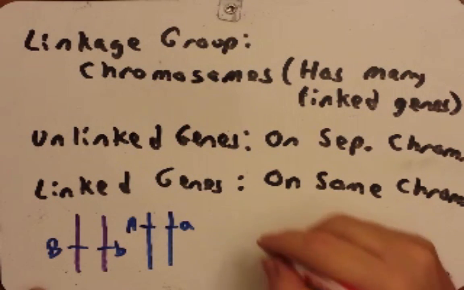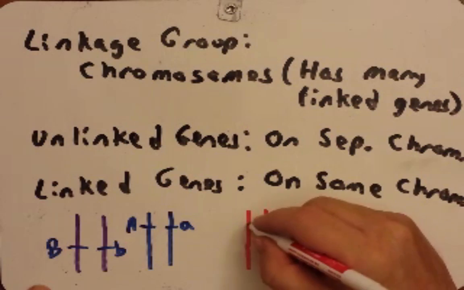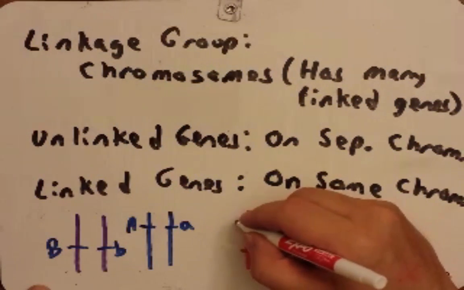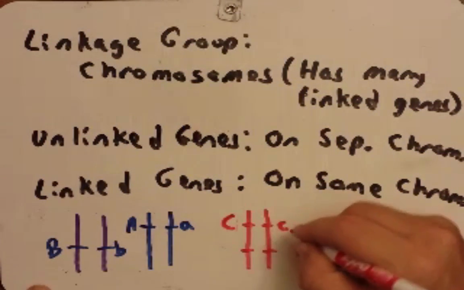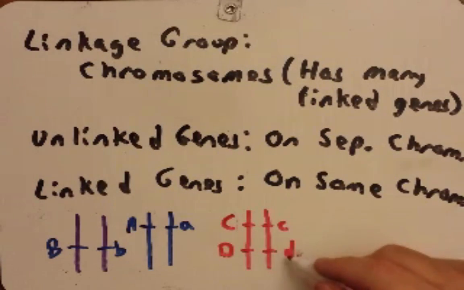Now you could have linked genes, and again, all linked genes means is you have the same chromosome, but now the genes are on the same chromosome. So you may have genes C here and D. Now genes C and D are always going to assort with each other. Their assortment is dependent upon each other.